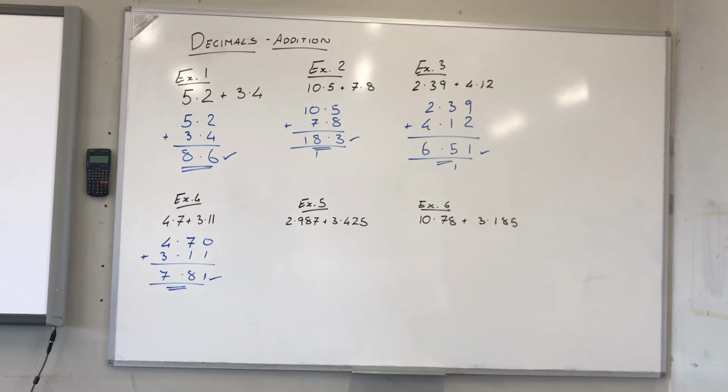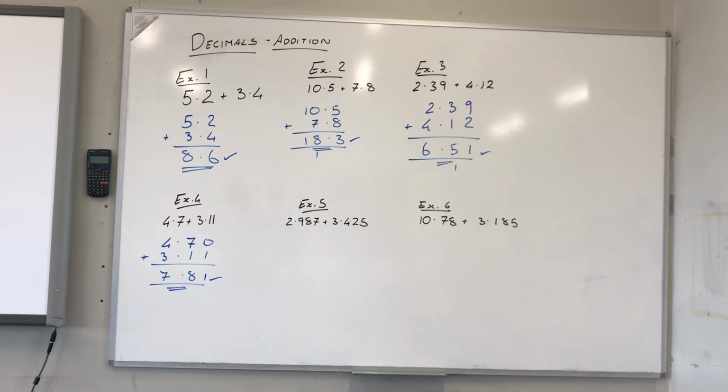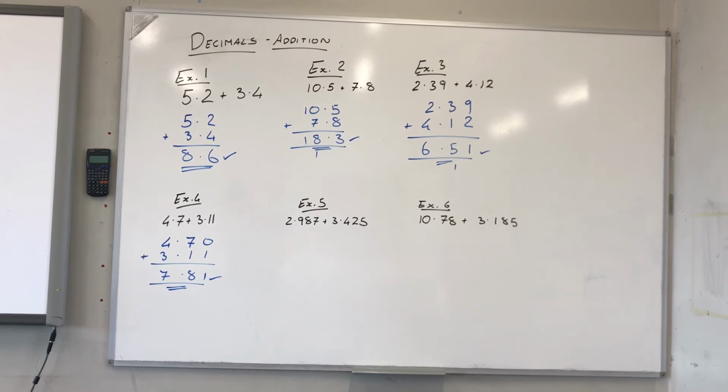So what I did is I wrote the 4.7 plus the 3.11, made sure the units were below the units, tenths were on top of each other, and then we had a hundredth in 3.11. So just to make sure I didn't make any mistakes, I put a 0 where the hundredths are in the 4.7, giving me 7.81. Example 5, much like example 3, there's nothing very much different about this, it's just that we're dealing with more detailed numbers, with hundreds, thousands and so on. Okay?